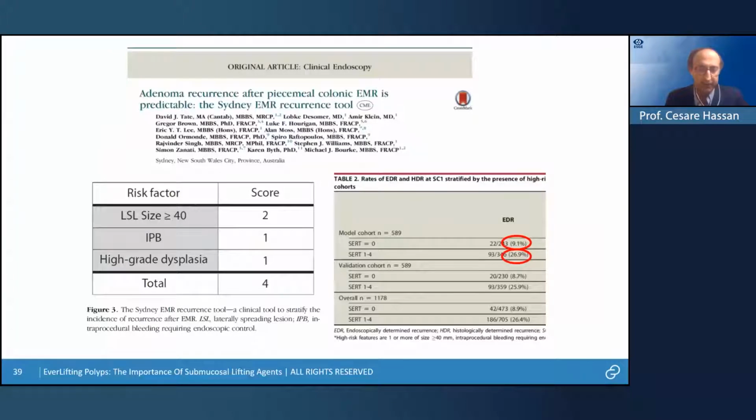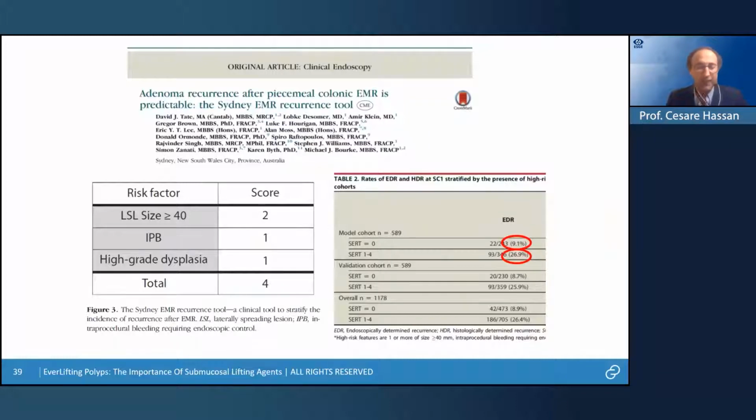This comes from the Australian experience, where there are three big predictors of future recurrence. First, it is the size. I don't feel that it is the size itself, but size also means difficult access. It may be over a fold, or there may be some fibrosis. Second, intraprocedural bleeding. This means that we need to be extremely cautious when we cut, so that we don't create bleeding. If we create bleeding, we need to treat in order to look at mucosal bridges and to prevent recurrence.